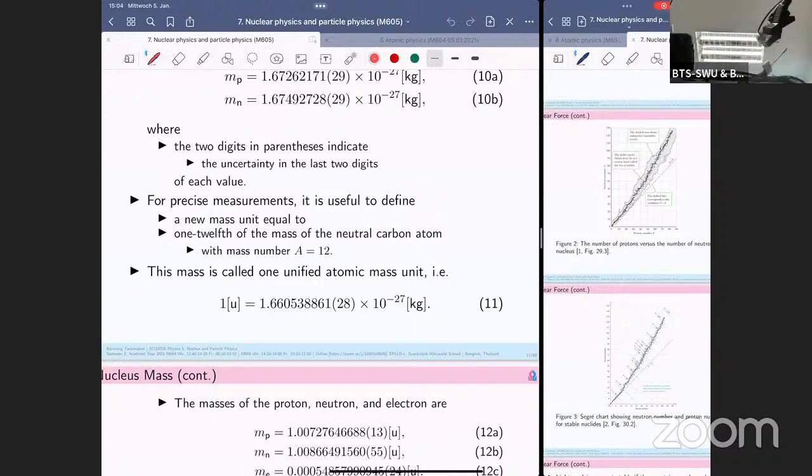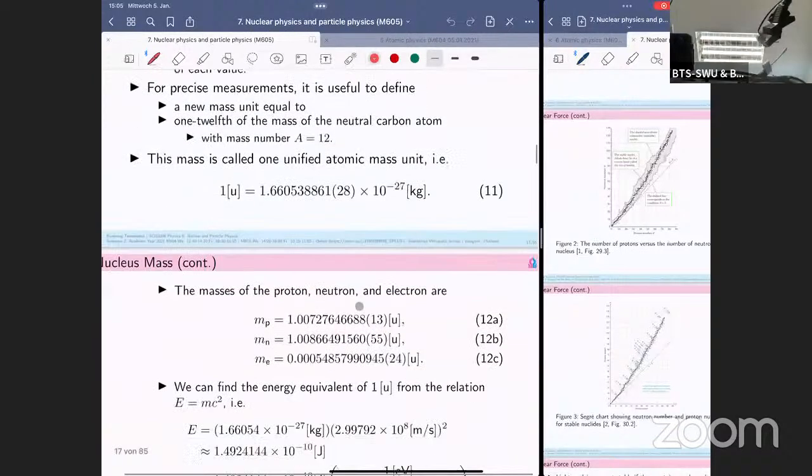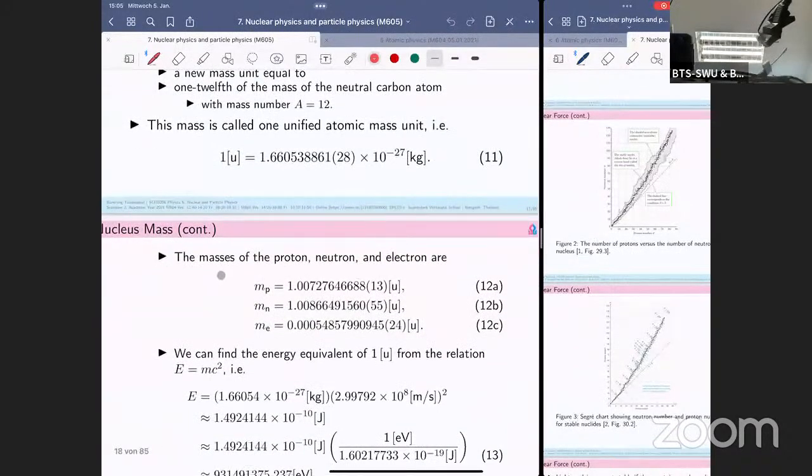1 u, which is known as the atomic mass unit, is 1.6605 and so on, times 10 to the negative 27, in the same scale as the mass of the proton and neutron here. The masses of the proton, neutron, and electron are the following in terms of atomic mass unit.